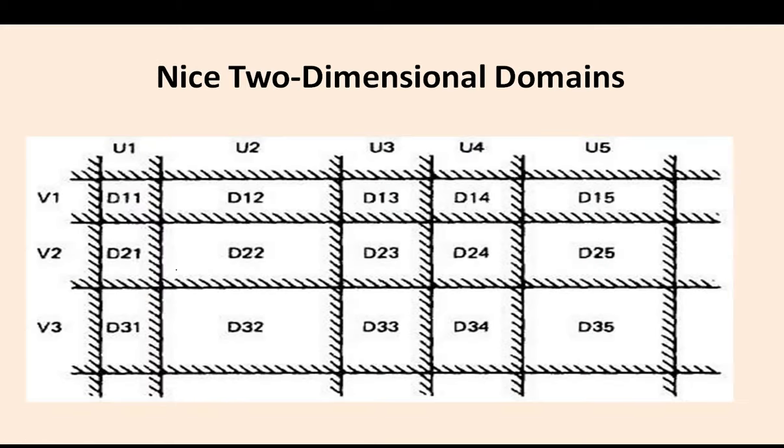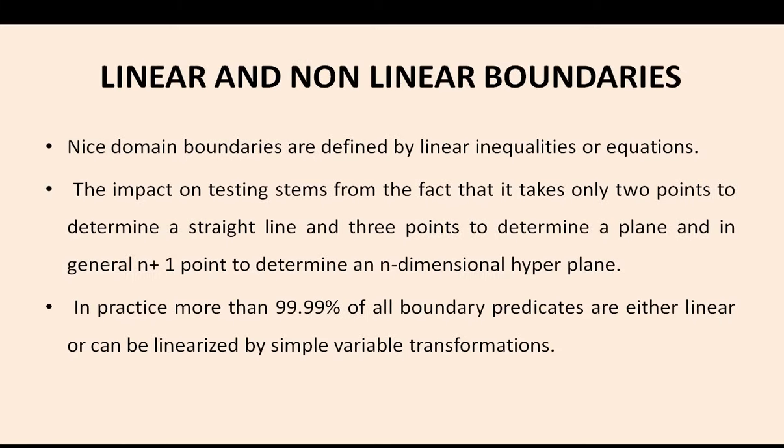Next, nice two-dimensional domains. This is one good example of a nice two-dimensional domain. Let us see the two-dimensional domain here. It shows that it is completely nice and consistent. Whatever rows and columns are there, they are completely and consistently connected. All are equal, equally sided and equally angled. So these are the properties of nice two-dimensional domains.